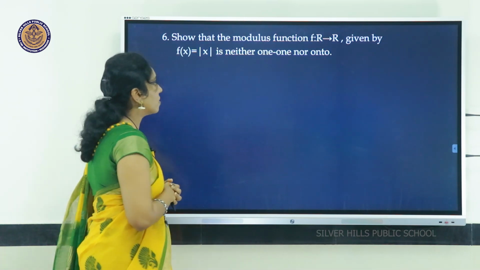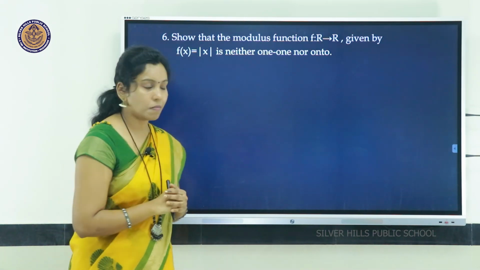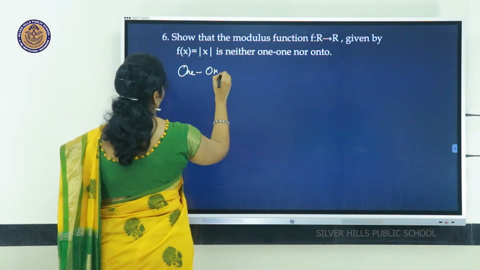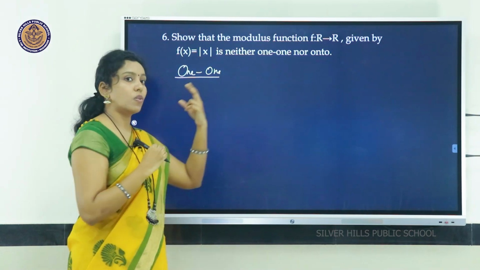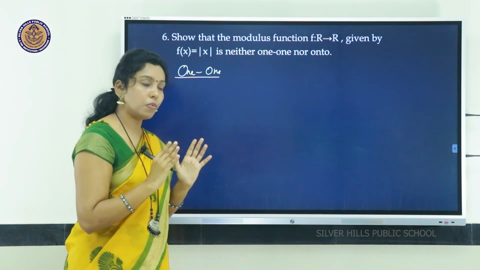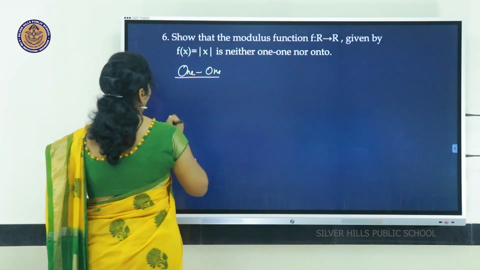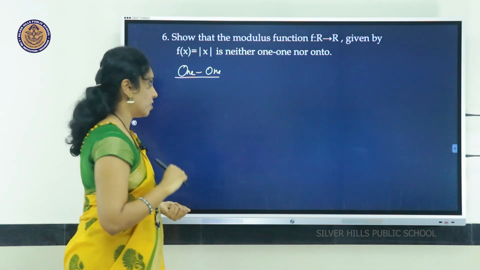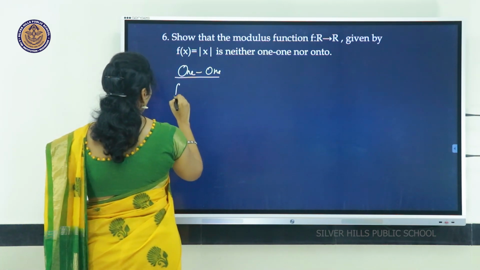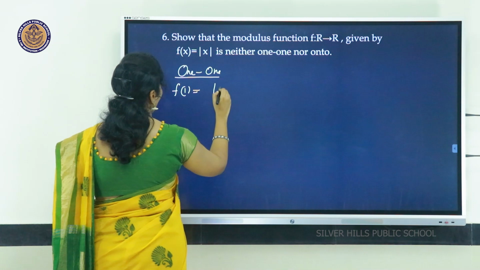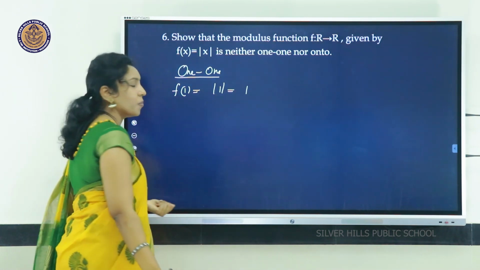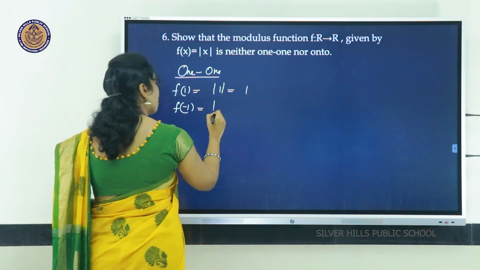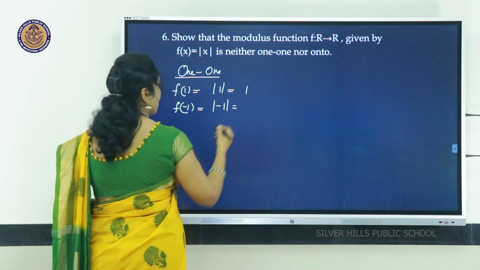Now how to prove it is neither 1-1 nor onto? That is very simple. We will take the first one, that is 1-1. If we can show two numbers go to the same number, we can prove it is not 1-1. So, let us consider two numbers, say 1 and minus 1. f of 1 is equal to modulus of 1, that is equal to 1. f of minus 1 is equal to modulus of minus 1, that is equal to 1.